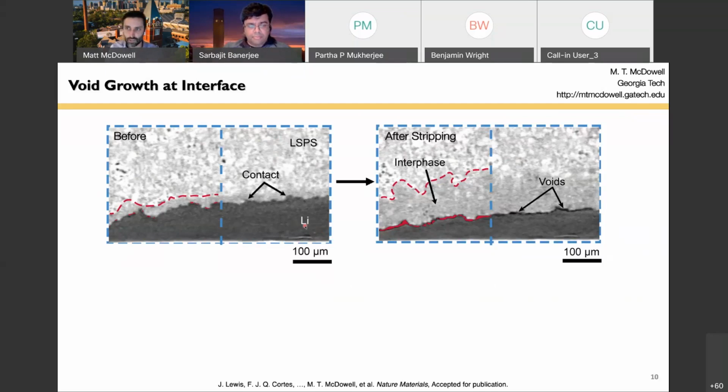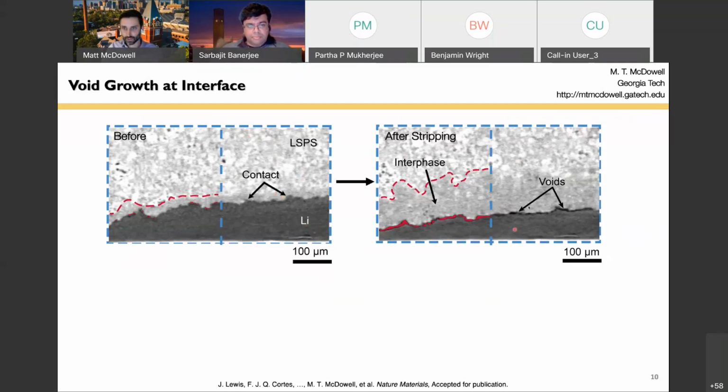And so we used a monochromatic beam at about 28 keV. And we see that in these solid state cells that we've designed with very thin outer holding regions, we can actually basically see the lithium. We can segment out the lithium due to its contrast. So this is before cycling.